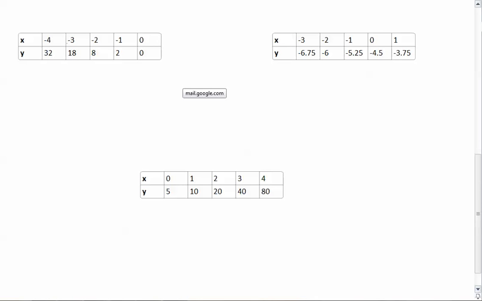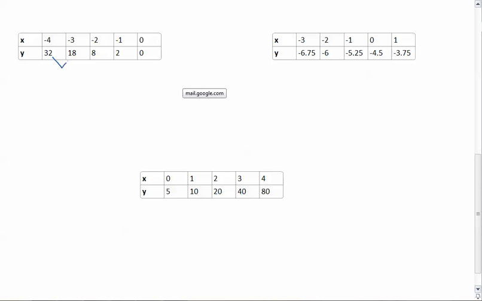So again, we want to make sure that x has a constant change. So -4 to -3 to -2 to -1 to 0. It's changing by 1 each time, increasing by 1. And so we can look at the constant differences and the constant ratios. Usually differences are easiest, so let's look at that first.